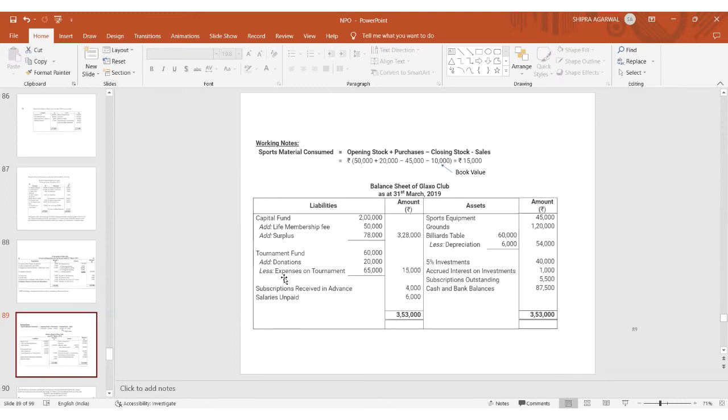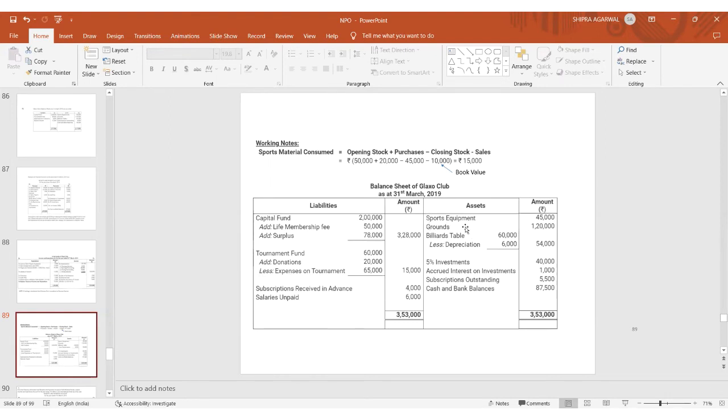Then whatever subscriptions you have received in advance for the next year. See, income received in advance is always a liability till the time it becomes due, right? So whatever subscription you have received for the next year, that means it is not yet due. So as per the accrual concept, it will be shown as a liability. And whatever salaries you have not yet paid, that means outstanding salaries, are those expenses which have become due but you have not paid. So these are to be shown as liabilities. Okay, 6,000.